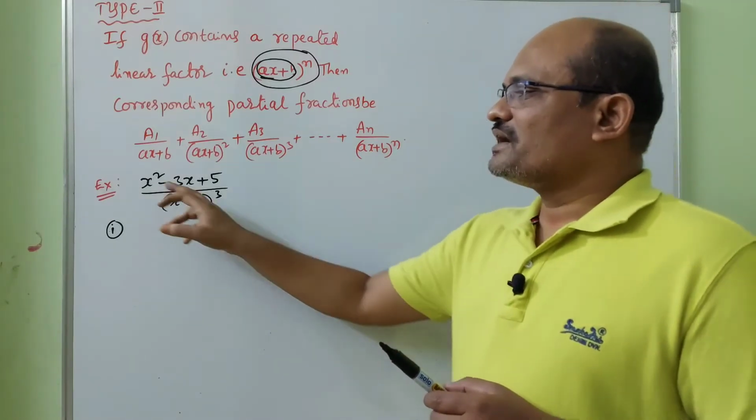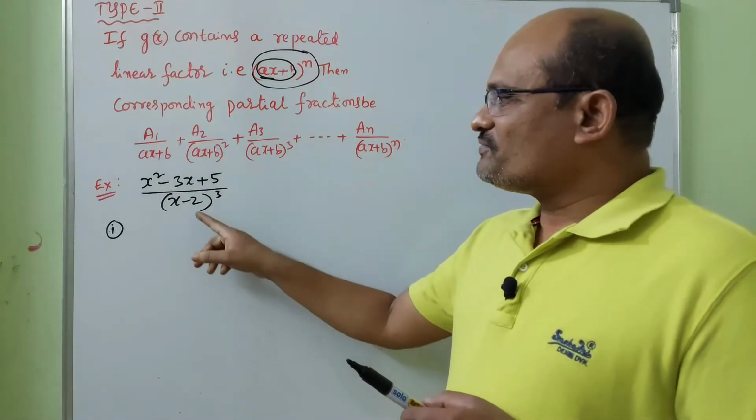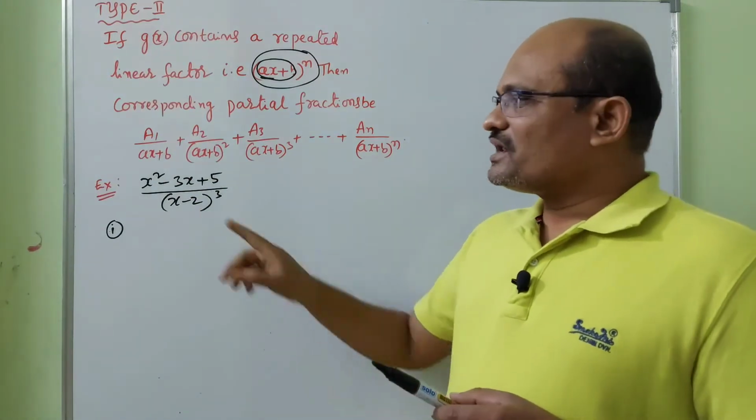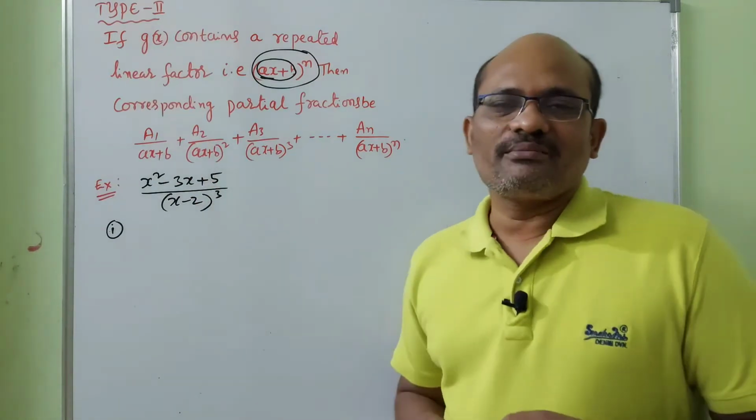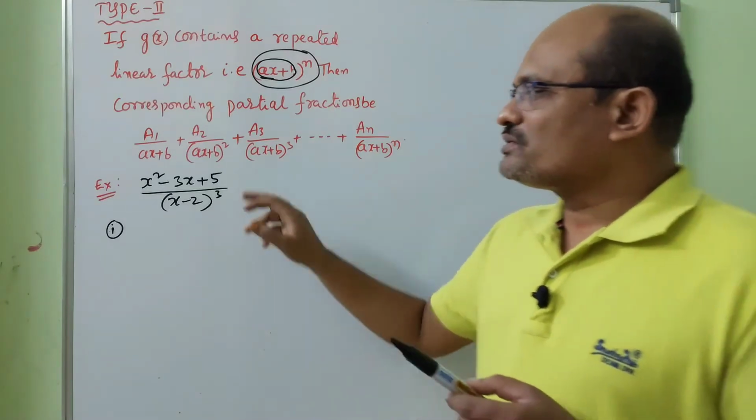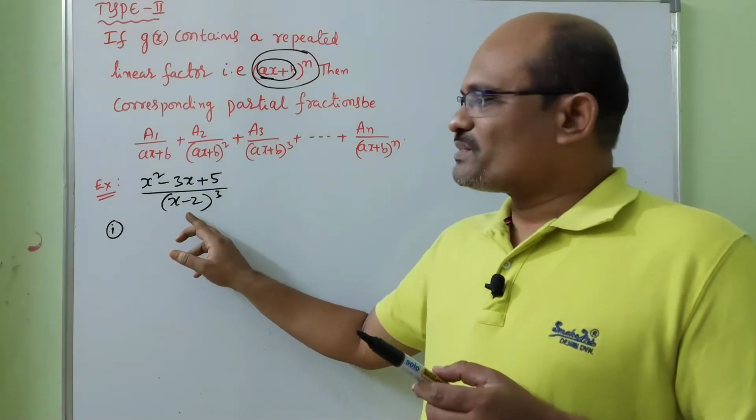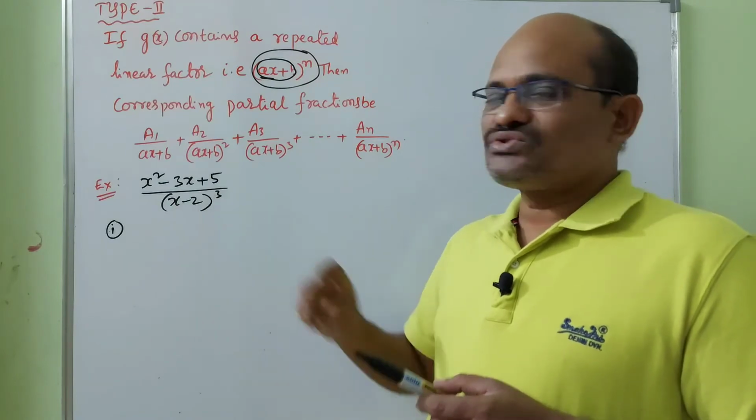Please observe, the degree of numerator is 2, degree of denominator is 3, means degree of numerator is less than degree of denominator. It is a proper fraction. Look, denominator contains x minus 2 whole cube. The degree of x minus 2 is 1.